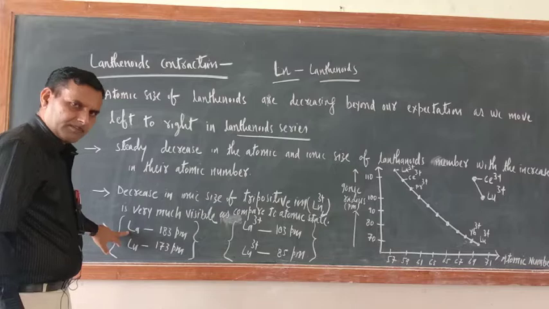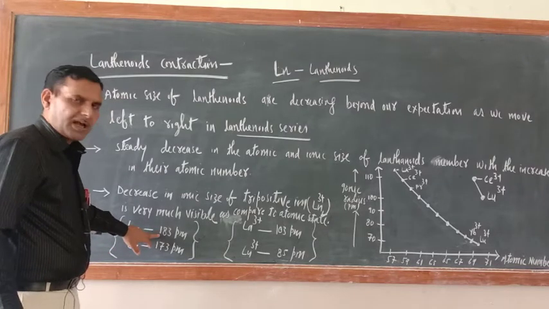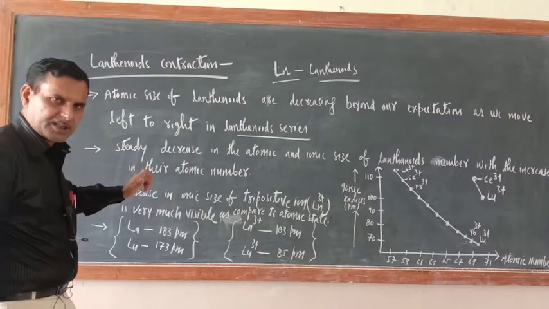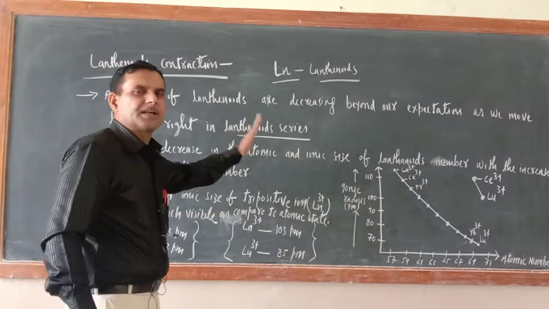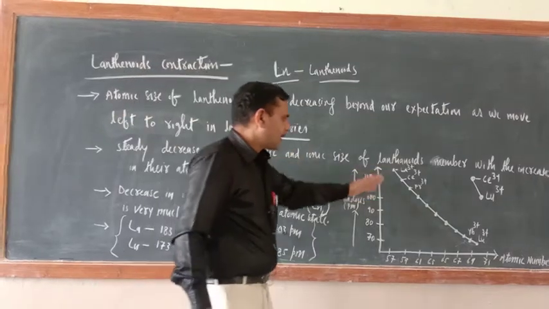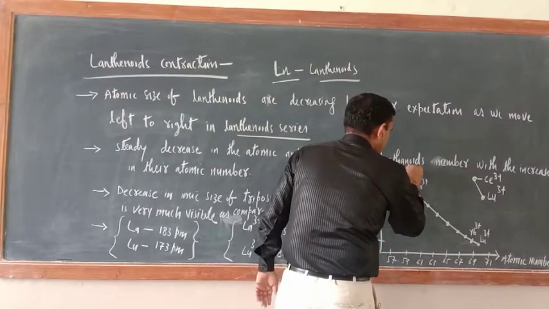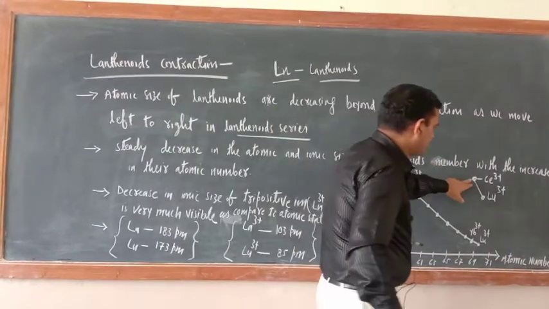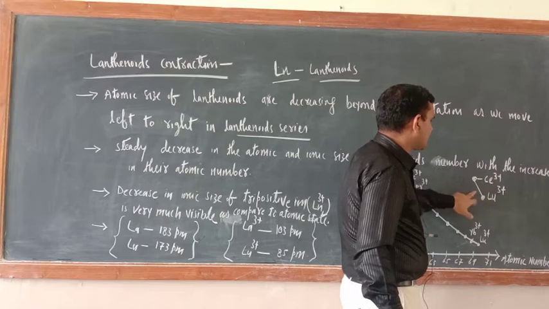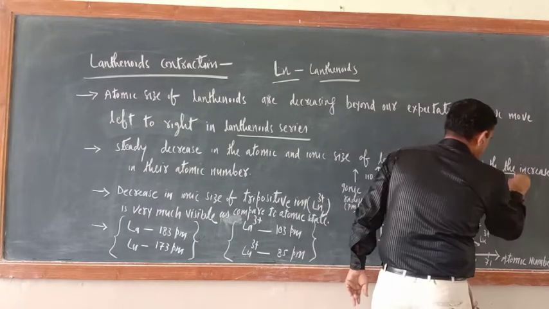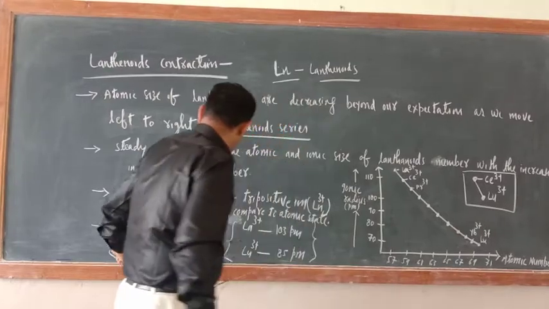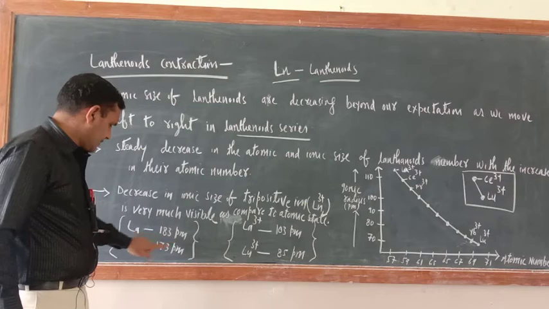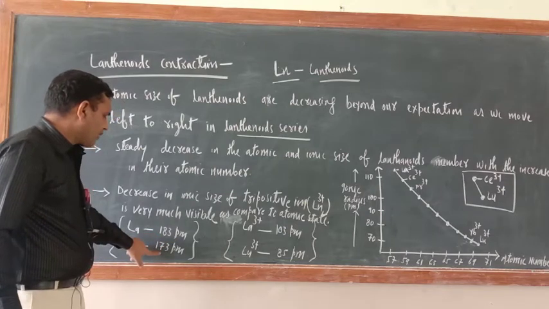The initial member, the first member, is lanthanum. Actually lanthanum is not a member, but it is customary, it is the tradition, that lanthanum should also be represented. Even in the graph I have shown La here. But remember, here I made one diagram. Just see Ce3 positive; we should consider this only, cerium to lutetium. So just see, lanthanum has 183 picometer atomic size, and the last member lutetium has 173.